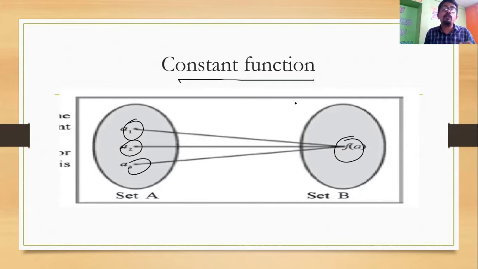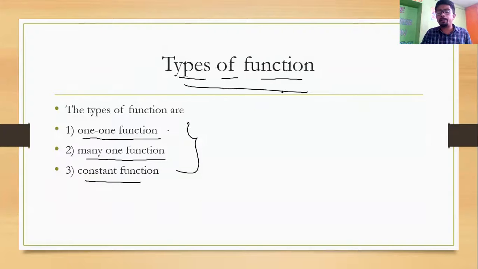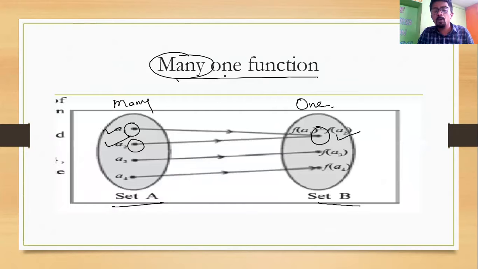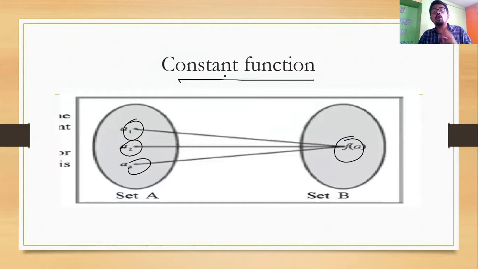So when we say constant, these are the three types of function. Understood, student? The first type, one one. What is one one? When each element is linked with only one element, it is called a one one function. What is a many one function? When many elements of one set are linked with only one element of another set, that is called a many one function. And the third one is the constant function. Constant function means where many elements of set A are linked with only one element of set B, then it is called a constant function.